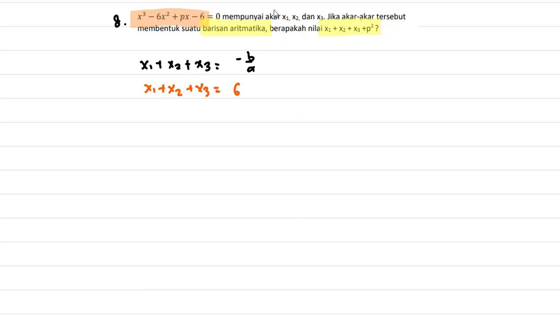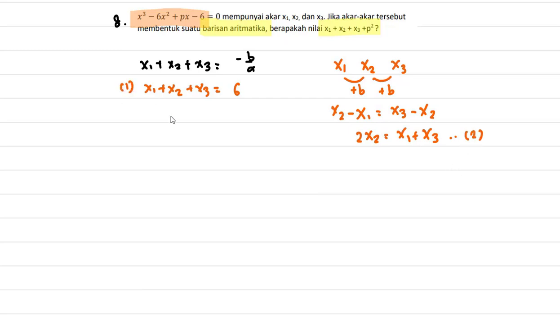Next, using the arithmetic series relation, we will relate x1, x2, and x3. An arithmetic series has a common difference, it is added by a value. Suppose it is b. If you subtract x2 with x1 and x3 with x2, then we find the equation 2x2 is x1 plus x3. This is the second equation. We substitute it into the first equation. x1 plus x3 is added with x2 and equals 6. We substitute x1 plus x3, which is 2x2, so added with x2 it becomes 6. 3x2 becomes 6, x2 is 2. Okay, so we find the first root.